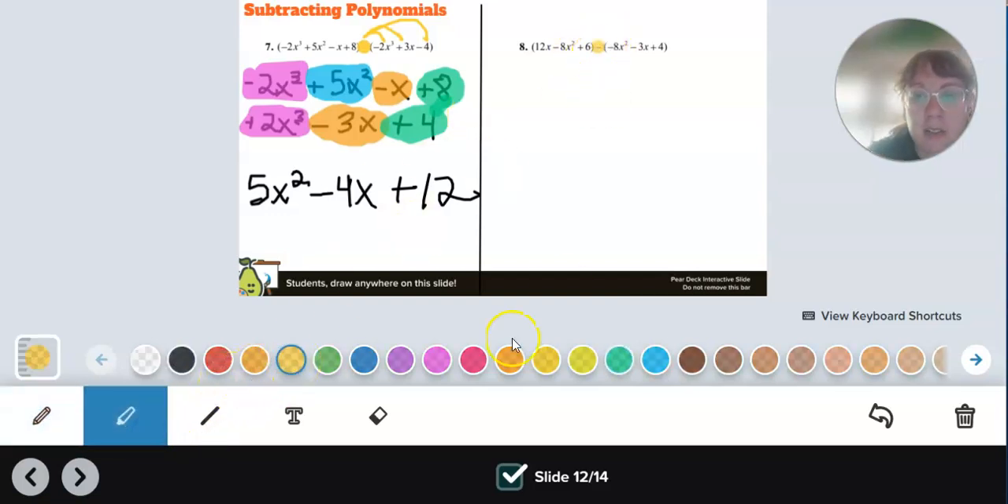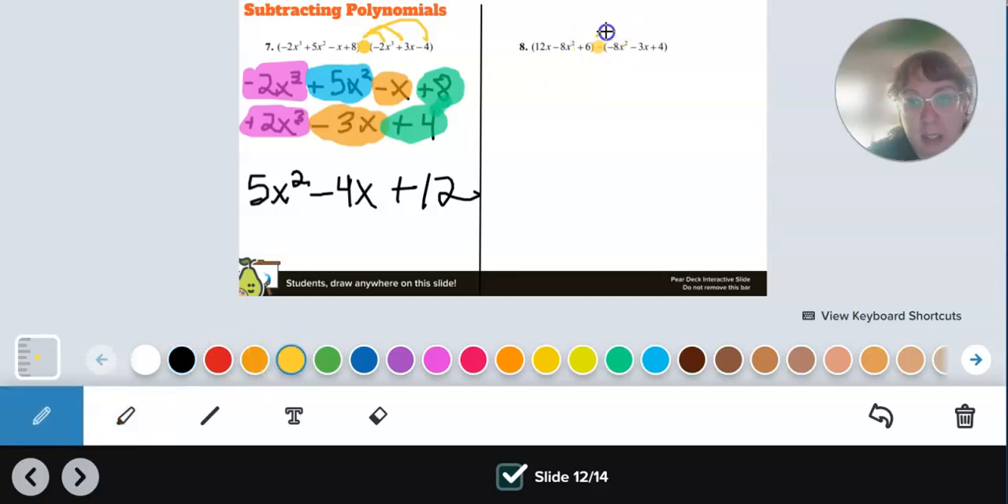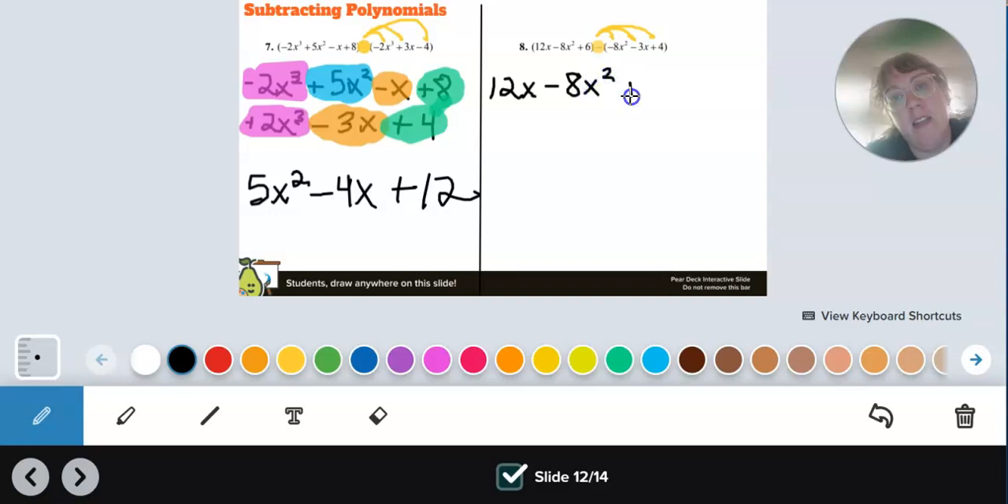Over on the right, notice that subtraction sign. We have to distribute the subtraction sign. So our first parenthesis, we can just drop the parentheses and write it as is. 12x minus 8x squared plus 6. Then we have a minus a -8x squared, so it becomes positive 8x squared. Minus a -3x becomes a positive 3x. And then we have minus 4.